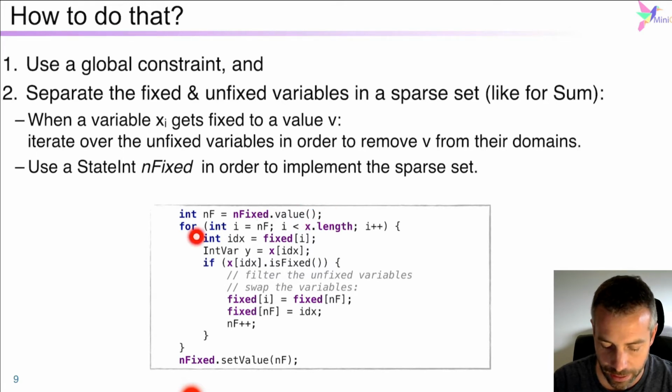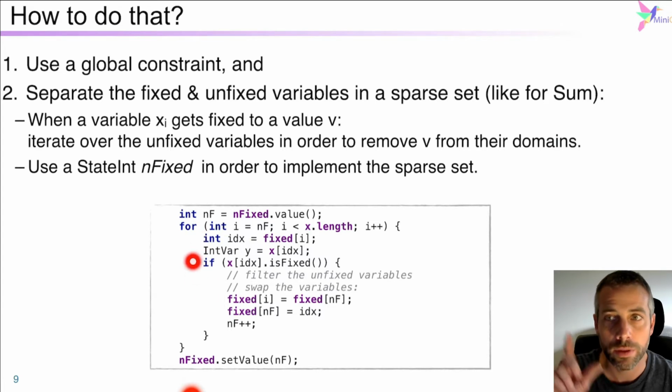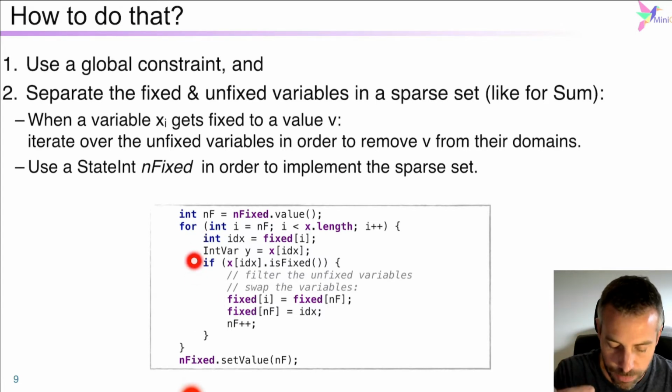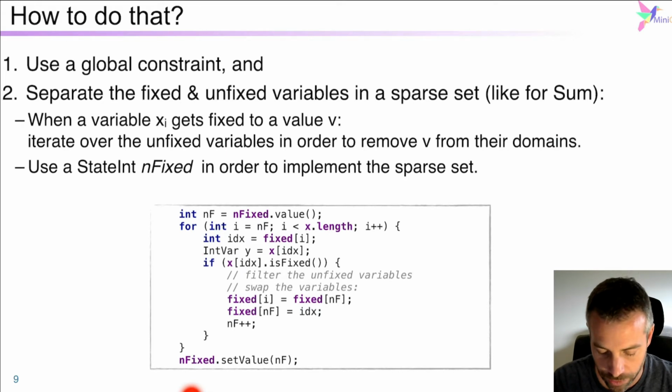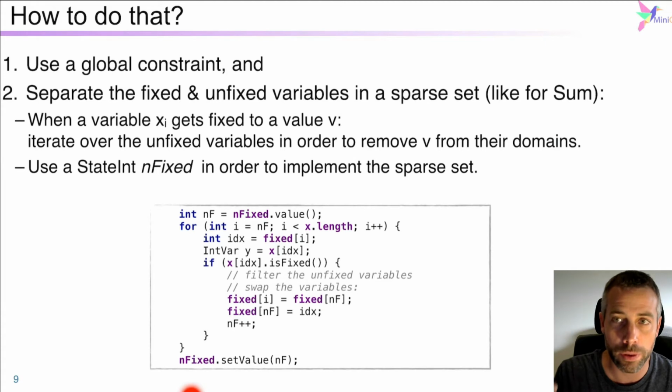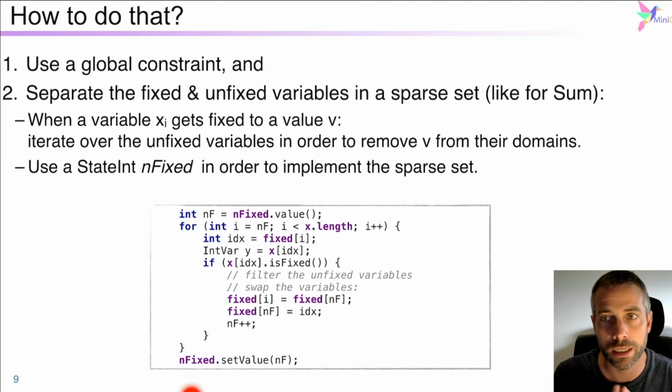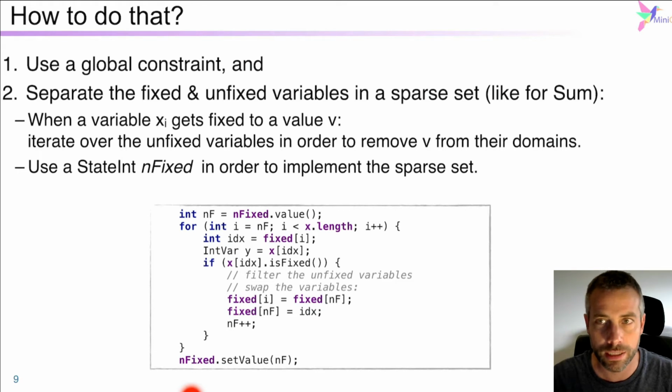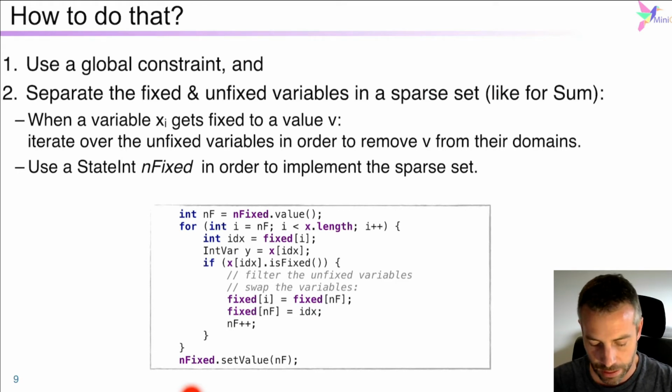So we scan here all the not fixed variables, and if we detect that one of them is fixed, you swap it just before the index of the not fixed values. You swap it with another variable that you know is not fixed, so that the invariant is true. You clearly keep the separation between the fixed and the not fixed variables. And at the end, you update the state integer to the new number of not fixed variables.